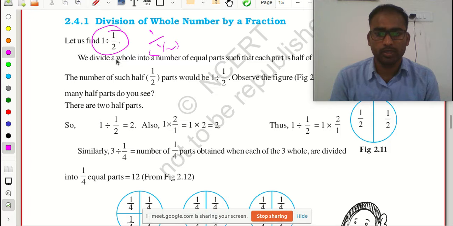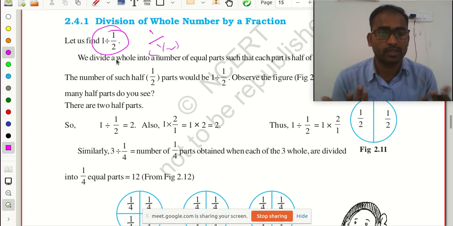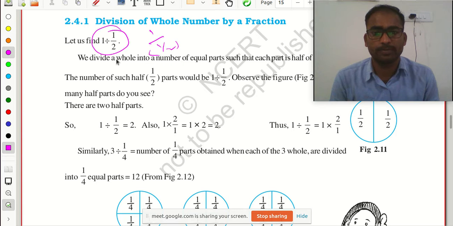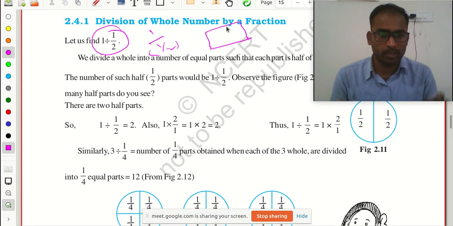Okay, what we are doing is dividing one whole part into half parts. Then we want to find the number of half parts. How many half parts are there? Suppose I have a value whose value is 1. This is a complete full part, and its value is 1.